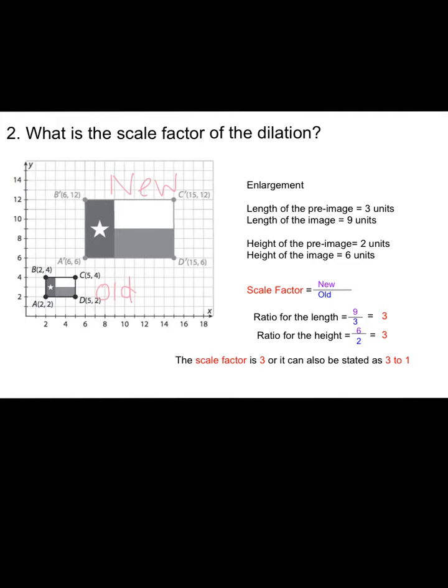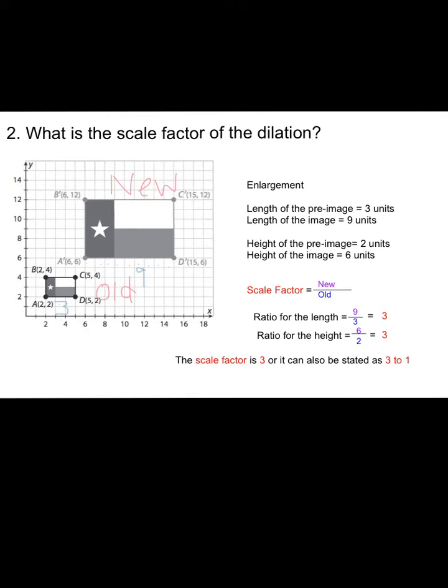I'm going to start with the pre-image, which is the old. To get the length, I'm literally going to count the units across. I don't have to do the distance formula since it's a horizontal line. So I have 1, 2, 3 units. This side length is 3. For the new, let's go ahead and count the units again. 1, 2, 3, 4, 5, 6, 7, 8, 9. That side length is 9.